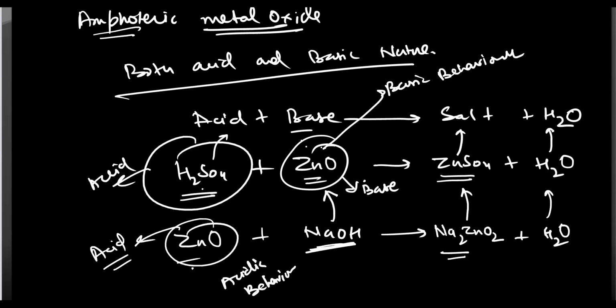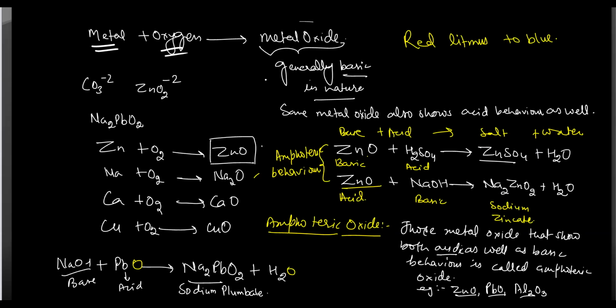So in some cases ZnO shows acidic behavior, and in some cases it shows basic behavior. So those metal oxides that show both acidic as well as basic behavior are called amphoteric oxides.